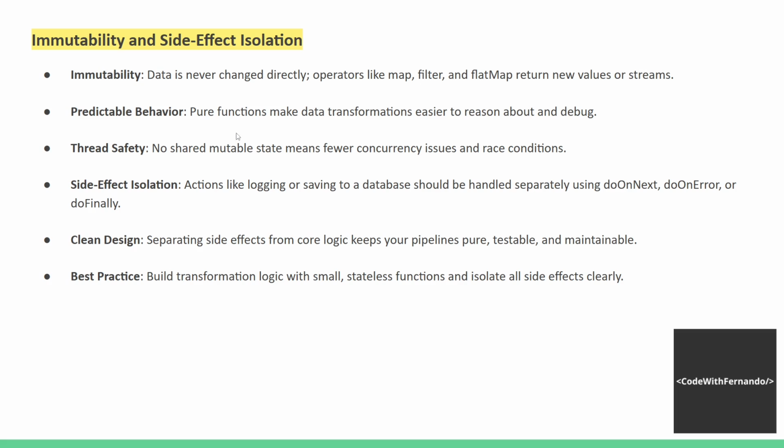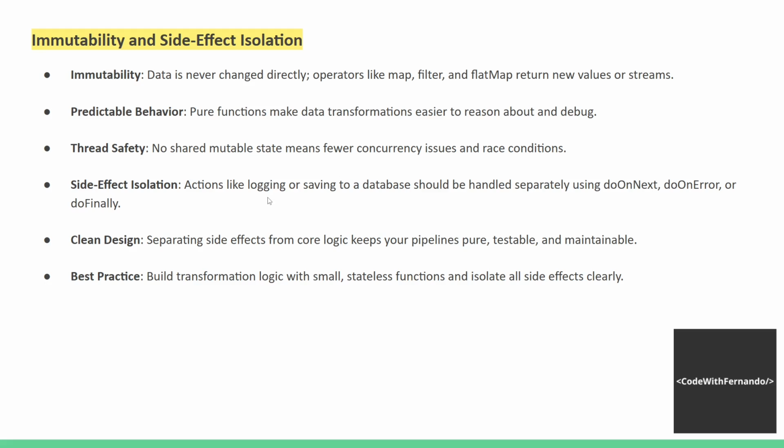Immutability means data is never changed directly. Operators like map, filter, and flatMap return new values or streams. Predictable behavior: pure functions make data transformations easier to reason about and debug. Thread safety: no shared mutable state means fewer concurrency issues and race conditions.